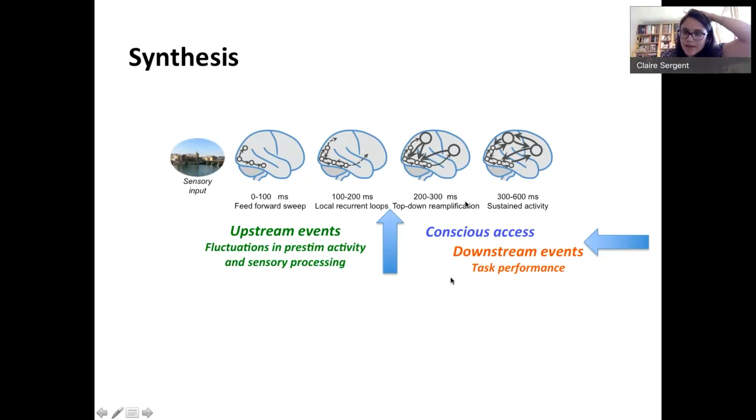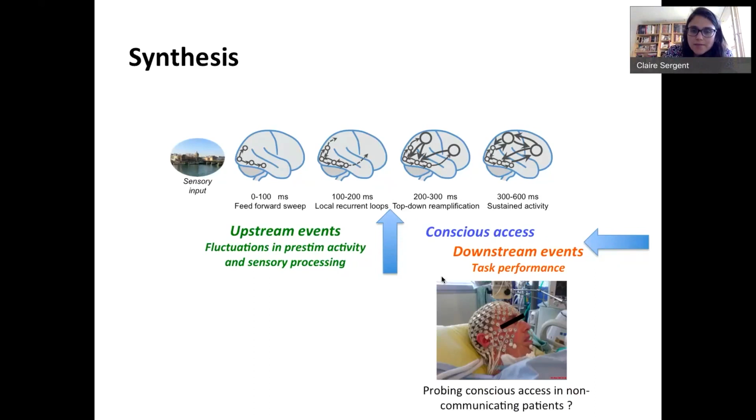Okay? And another remark is that probably these late activities contain both conscious access and task performance when you have to have task performance. So conscious access mechanisms might be supplemented or not by task-related events. Well, at least that's the conclusion we could draw from this study.